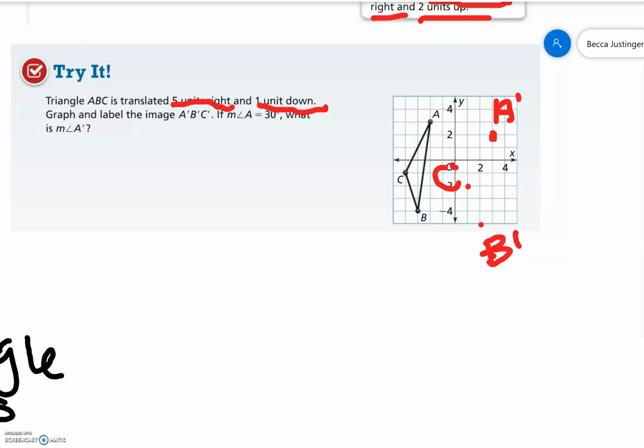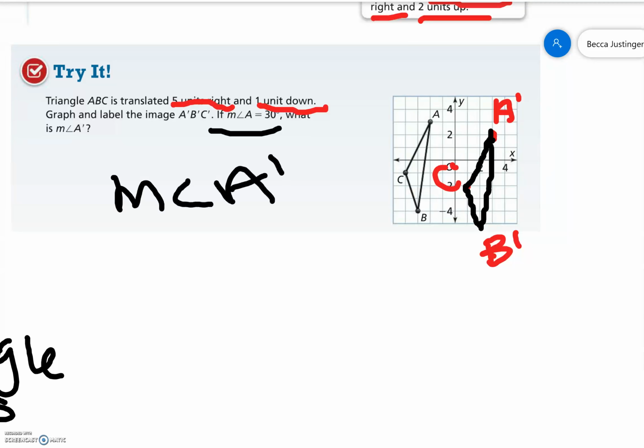Now I can connect my points, A prime to B prime to C prime. Same triangle, just in a different position. Well, if it's the same triangle and measure of angle A is 30, the measure of angle A prime is also 30.